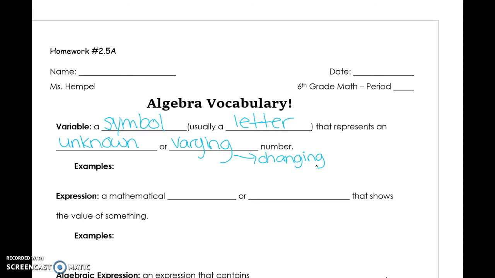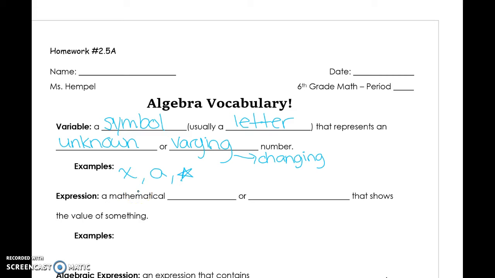A symbol, a letter, for example, X, doesn't always have to equal 2. It could be any number. Okay, so for example, again, we said we could use letters. A lot of times we see the letter X. It could be the letter A. It could be a symbol, like a star. But in class, we're mostly going to be using letters to represent variables.